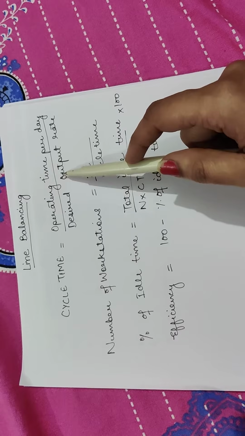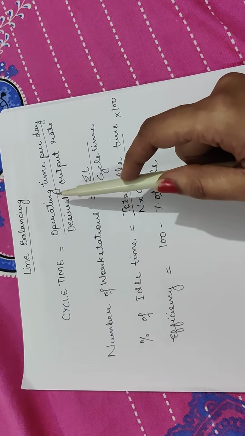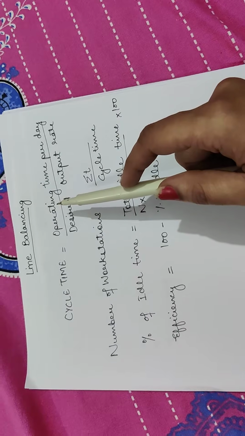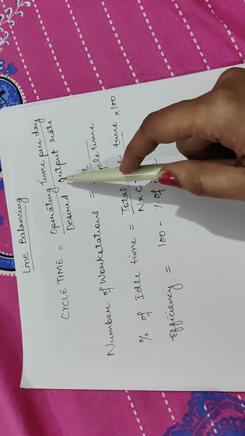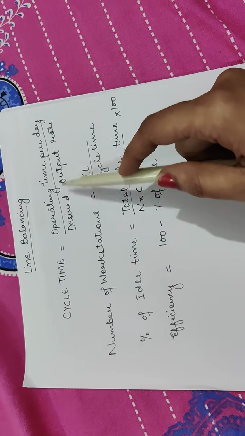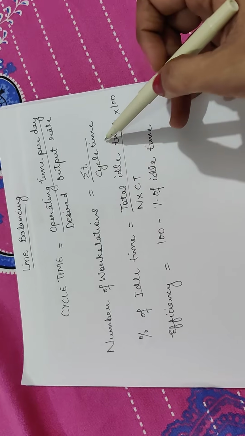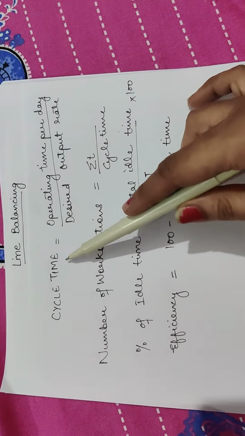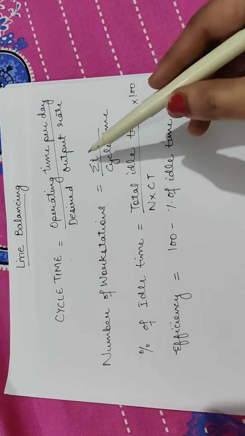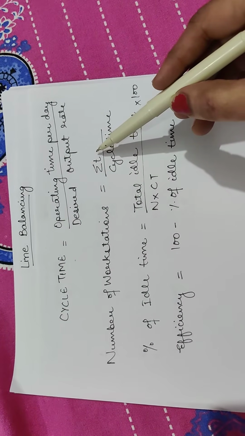And operating time per day is the total operating time of an organization in one day, that is, in one day how much time the company is working, and in one day how much output they want to produce. So that is the desired output rate. Number of workstations is equal to sigma t divided by cycle time. Cycle time, all of you know, we will get the value from here, and this summation of t or sigma t is the sum of total task time.